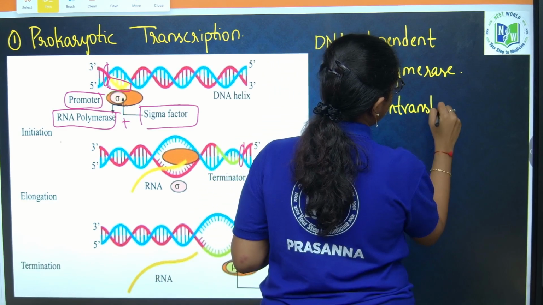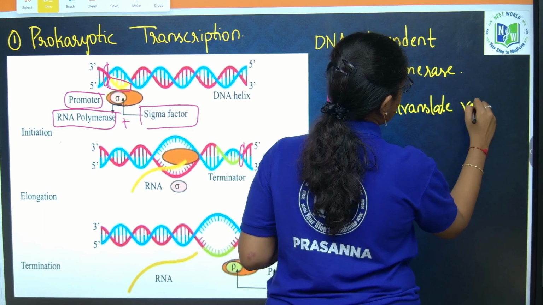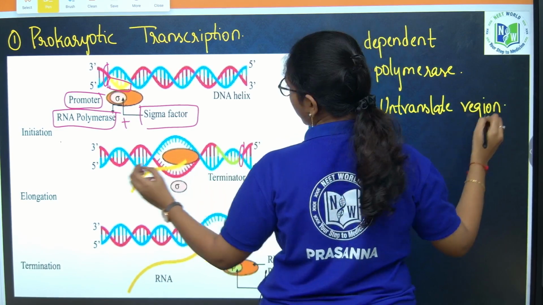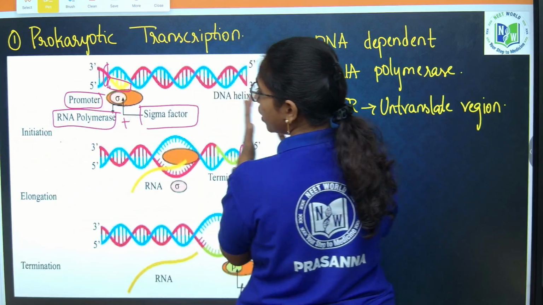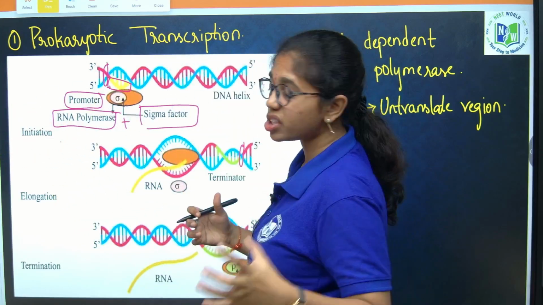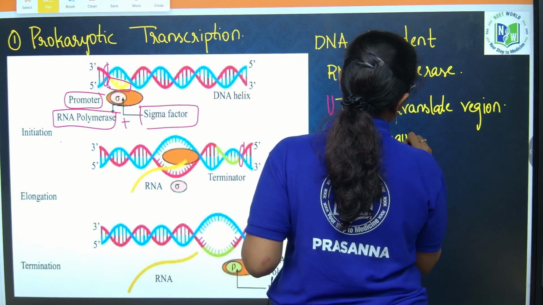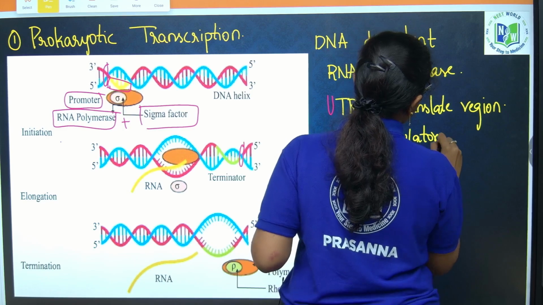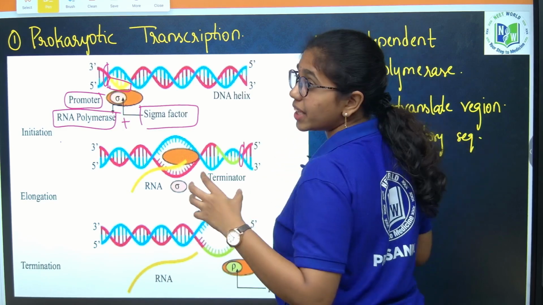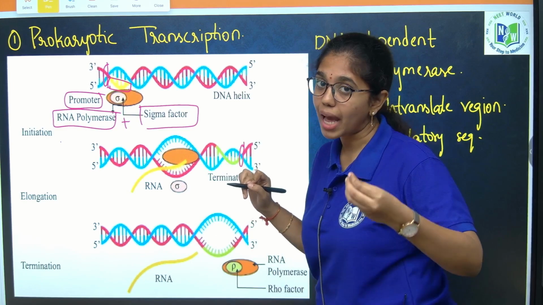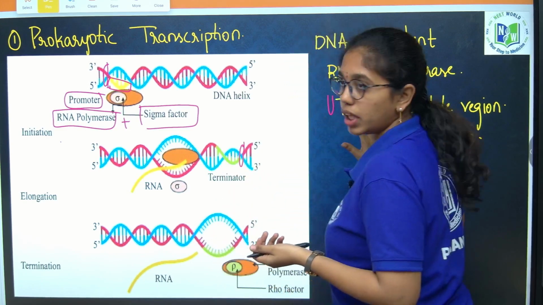untranslated regions. And before the promoter, that is on the upstream, and after the terminator, there are a few more sequences present called regulatory sequences. Regulatory sequences which regulate the process of both transcription and translation. Keep these both things in your mind.